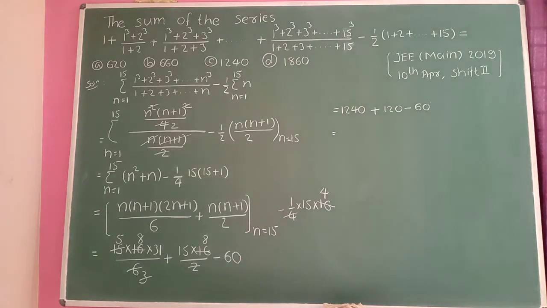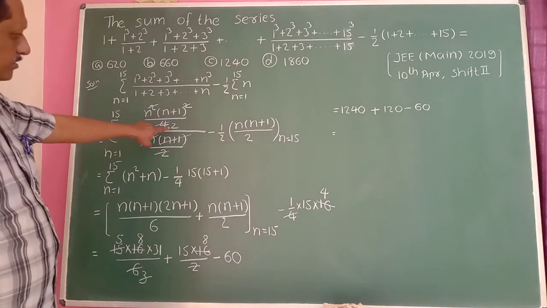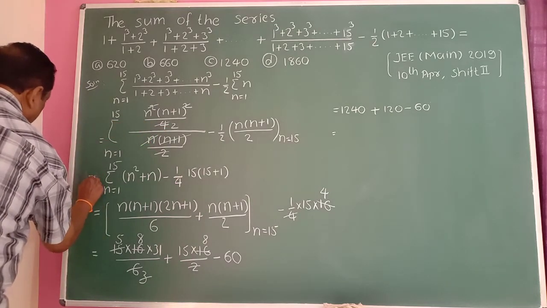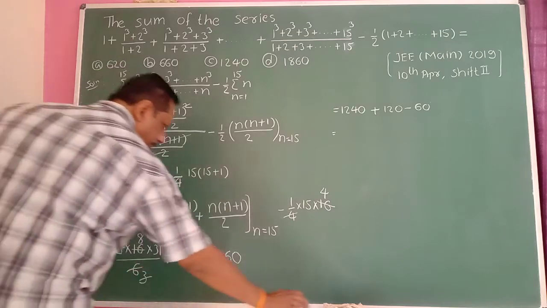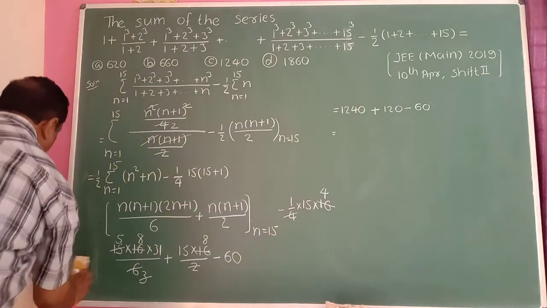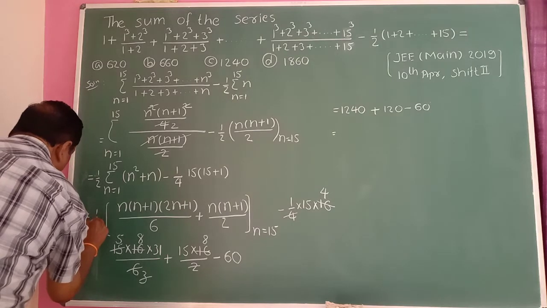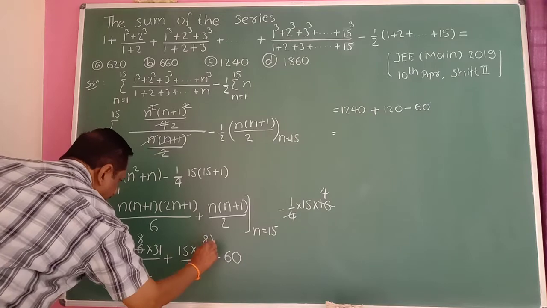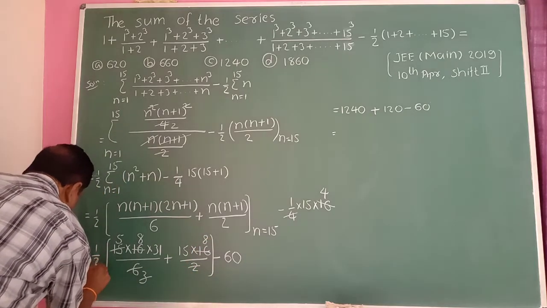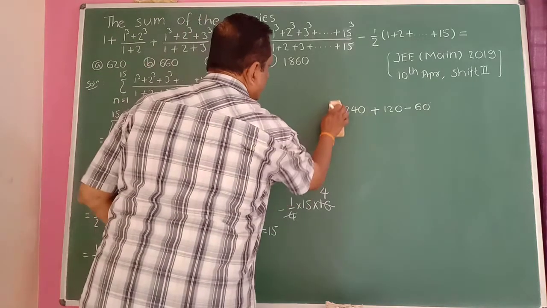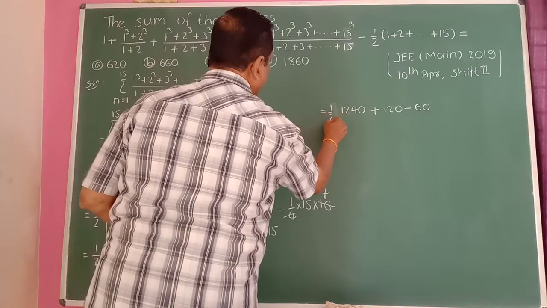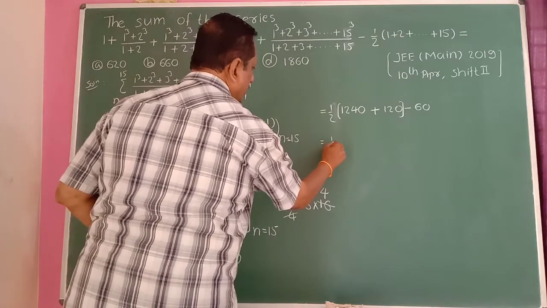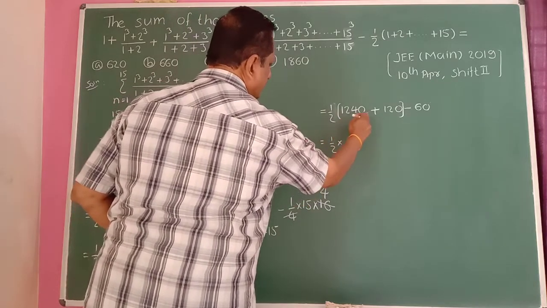So I made a mistake here because 1 by 2 is there. So you have to write 1 by 2 here. Therefore this is equal to 1 upon 2, and here also this is equal to 1 divided by 2. Write these terms in the bracket, so this is equal to 1 upon 2 into the sum of these terms.